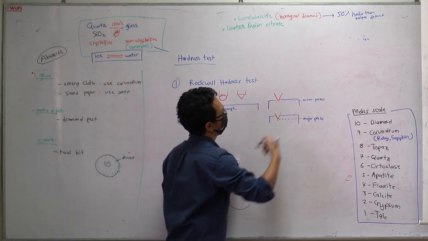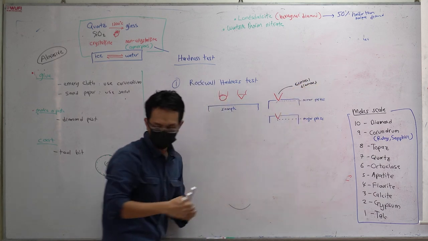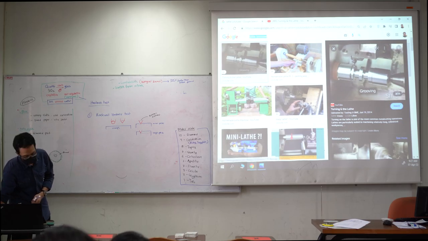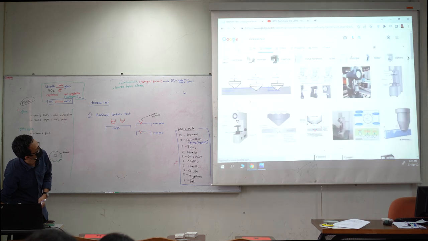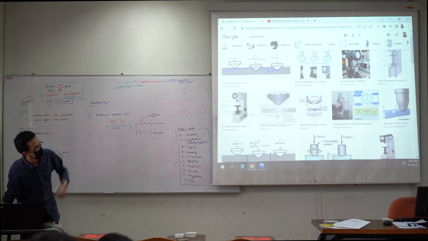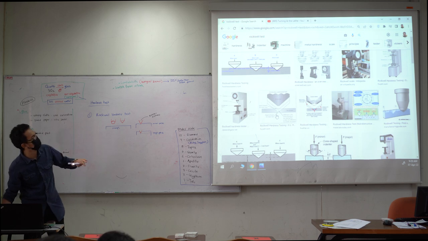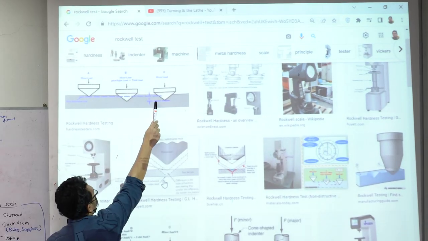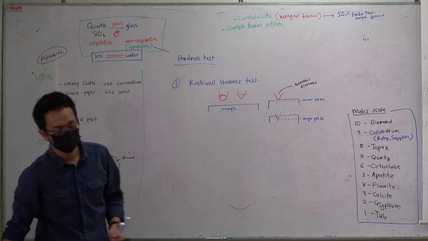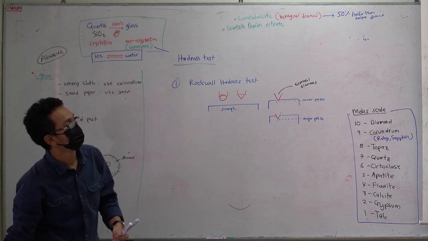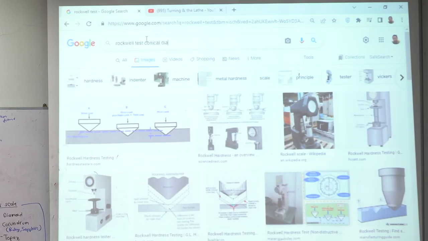So this is basically a conical diamond. Rockwell test. So basically they just dip a diamond cone into the specimen. And depending on the depth, the difference between the minor load and the major load, from that they convert into numbers, and then they can compare this material and other materials. The deeper they can go, it means that the material is less hard. So where is the conical diamond?